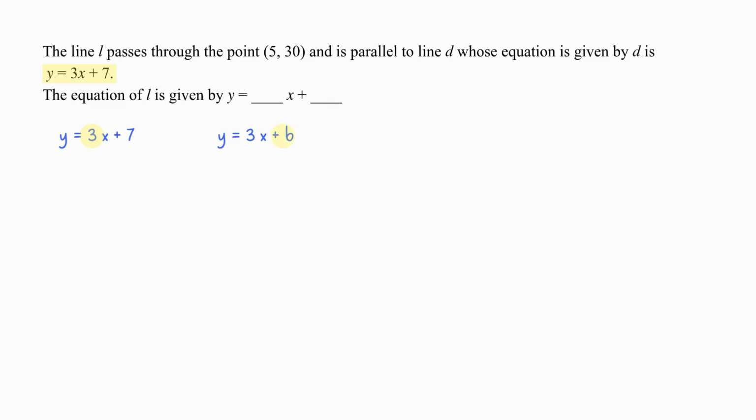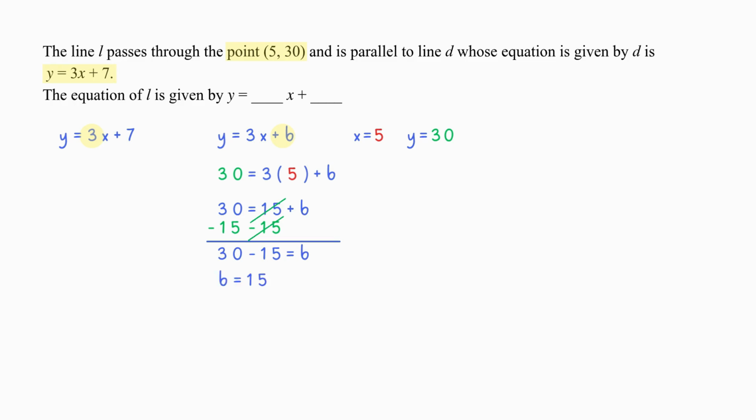Use the given point. The question says line L goes through the point 5, 30. This tells us that x equals 5 and y equals 30. Put x and y into your new equation to find b. Solve for b, multiply first. Then subtract 15 from both sides. The result is b equals 15. Write the final equation. Put your slope, 3, and b, 15, into the final format. Y equals 3x plus 15.